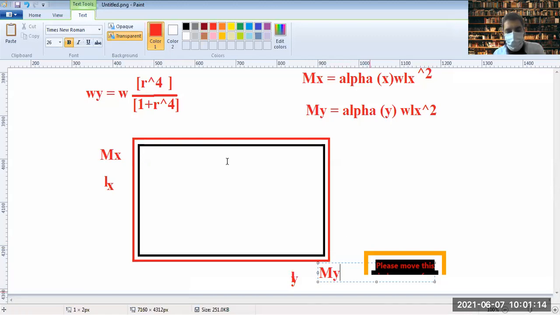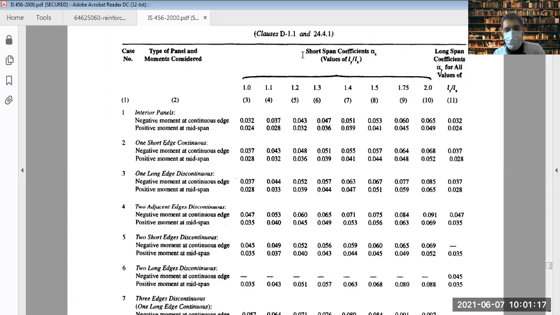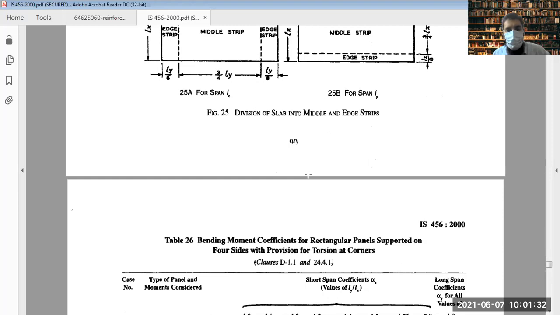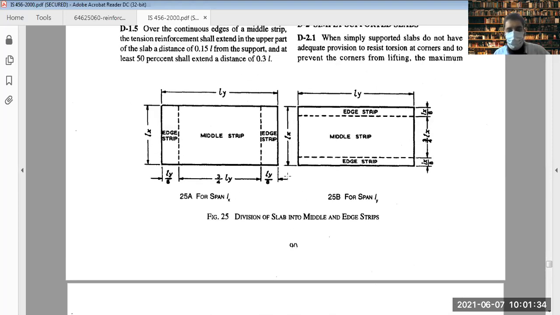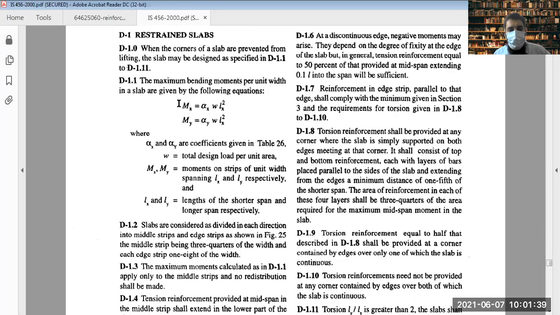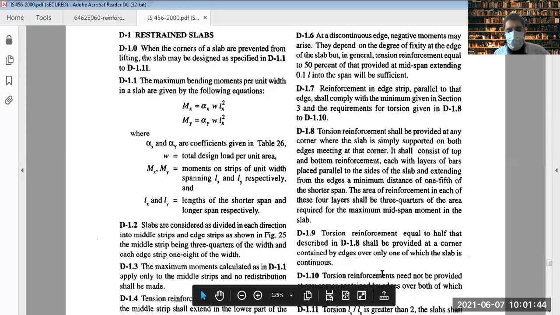Now what does the code say about this? For the shorter span the coefficient is alpha x, and for the longer span it is alpha y. So we have used the right terminology: x direction along the short direction and y along the longer direction, Lx and Ly. Mx, as per code, is per unit width of the slab, so this is for a 1 meter strip at the center of the two-way slab.